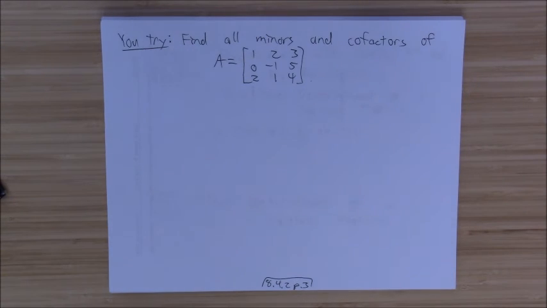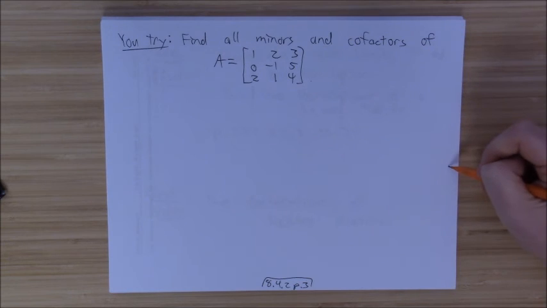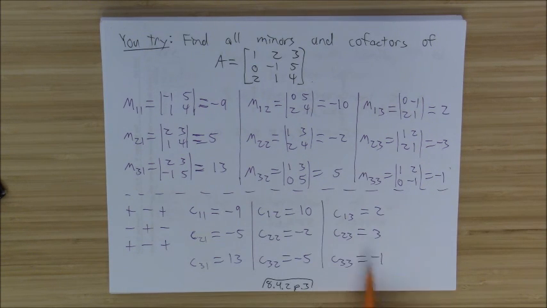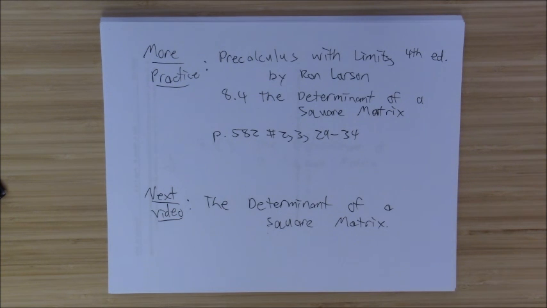Now it's your turn to try out an example, so go ahead and find all the minors and cofactors for the matrix A. On the count of 3, I'll reveal the solution. 1, 2, 3. And so here you have all the minors, and here you have all the cofactors. For more practice, be sure to see the textbook, page 582, and in our next video, we're going to use minors and cofactors to be able to take the determinant of a square matrix of any size.